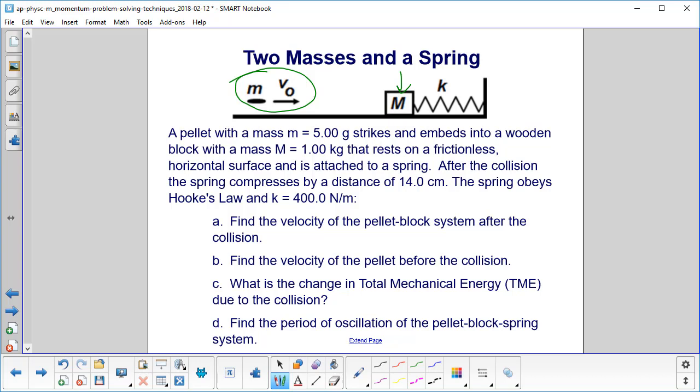The spring obeys Hooke's law, so what does that mean? Well, that means that F equals minus kx, and the potential energy of the spring is going to be 1/2 kx squared. And we have some things we want to find. The velocity of the pellet block system after the collision, the velocity of the pellet before the collision. We want to find the change in total mechanical energy due to the collision, and find the period of oscillation of the pellet block spring system.